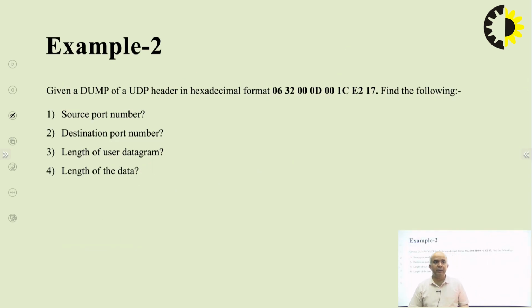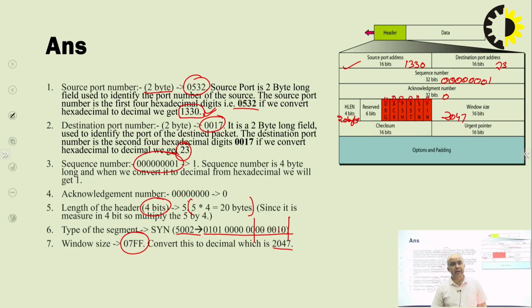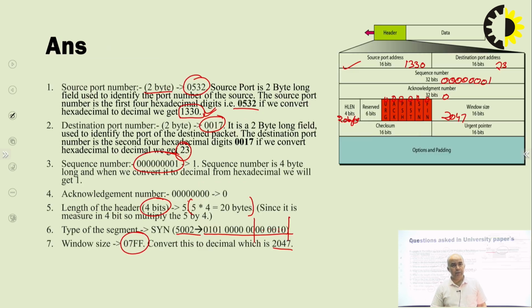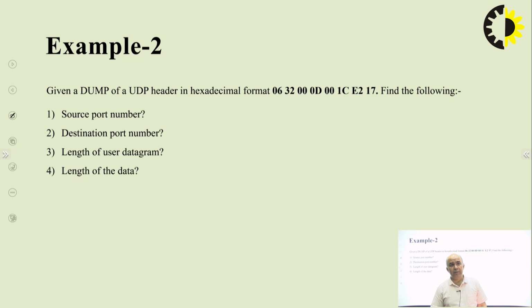The next example is with respect to UDP. Again, we receive the hexadecimal values. Now we have to identify the source port number, destination port number, length of the user datagram, and length of the data. As you know, each field is 16 bits, so we have to define the 16 bits in this manner. Let's convert it. The values are 0632, then 000D, then 001C, then E217.